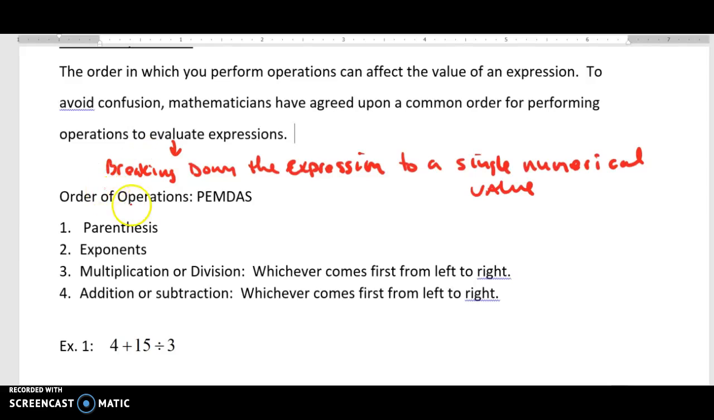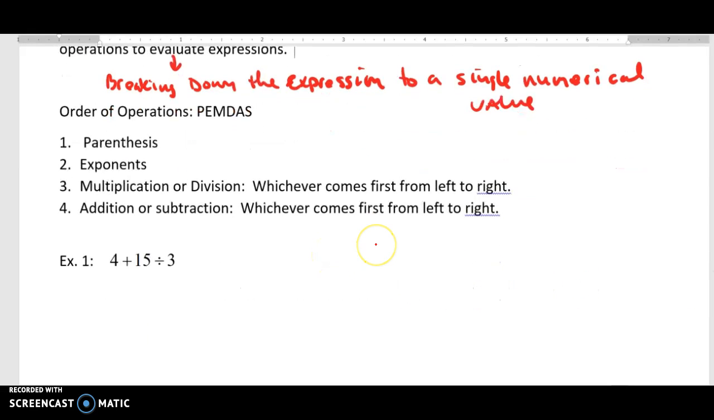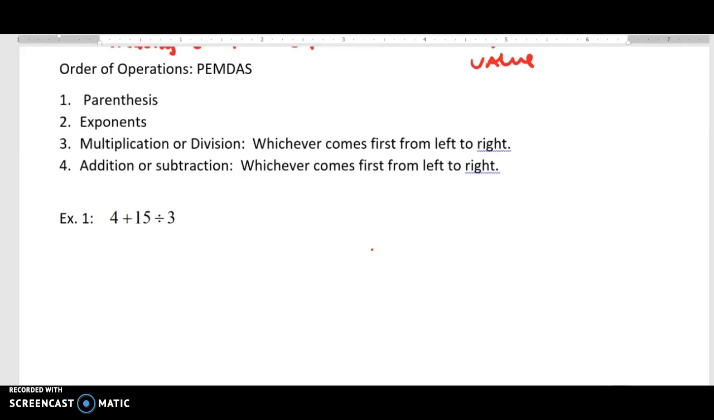So the order in which we perform operations is we do whatever is in the parentheses. Now, we go to the parentheses, we evaluate it down to a numerical value, using correct order of operations. Once parentheses are completed, then we move on to exponents. Then we do the multiplication or division, whichever comes first from left to right, and then addition or subtraction, whichever comes first from left to right. So let's hit a couple of examples up here.